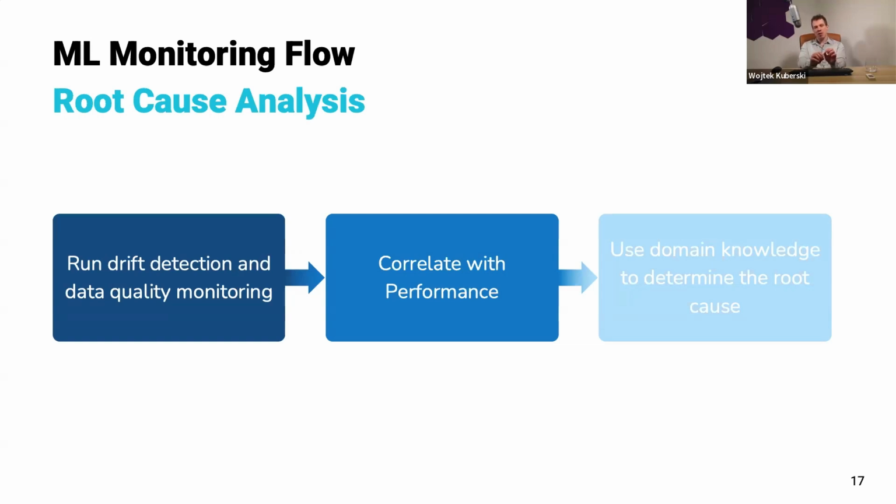Then, once we have all those metrics, we're going to correlate them with model performance, and this again happens automatically in the background. So you'll be able to see which features drift and which groups of features and which data quality metrics drift together or change together with performance. And then there's only one manual step that the user still needs to do, the user being, of course, a data scientist that owns the model, which is using the domain knowledge that you have to determine what is the actual root cause based on the data drift and data quality signals.